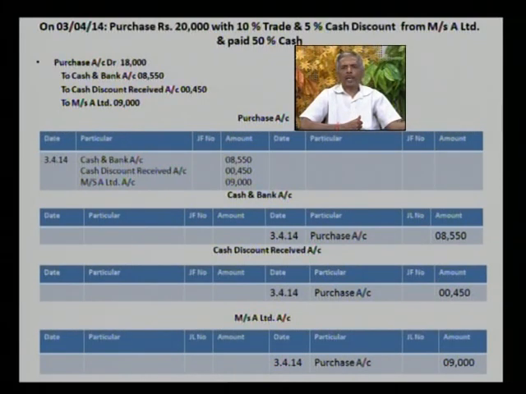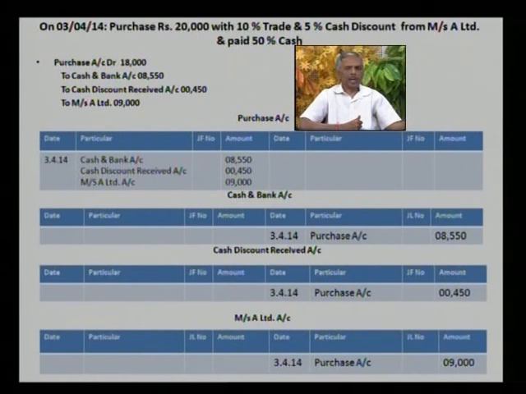It will be credited to the cash discount received account, and finally we have to credit the credit amount to the seller's account or the supplier's account. In this example it is Messrs A Limited. So we have passed the entry. Now we have to post to the respective accounts. So first one, we have to debit the purchase account. We have to mention the date as well as the names of all three counter accounts.